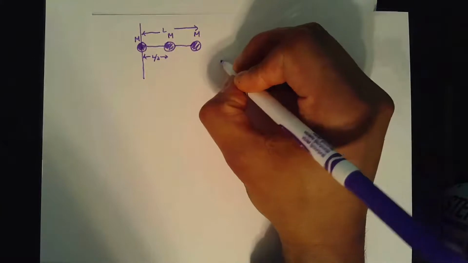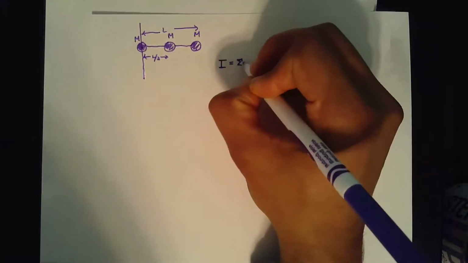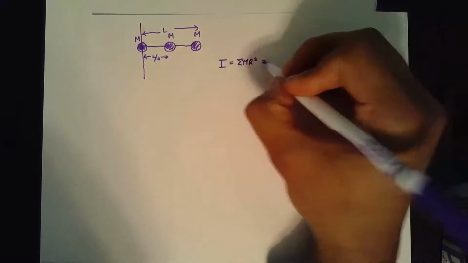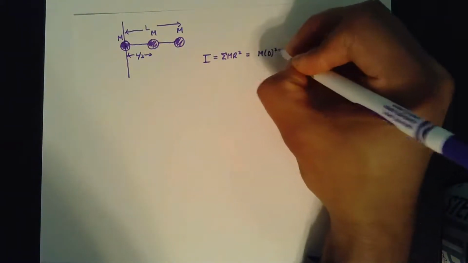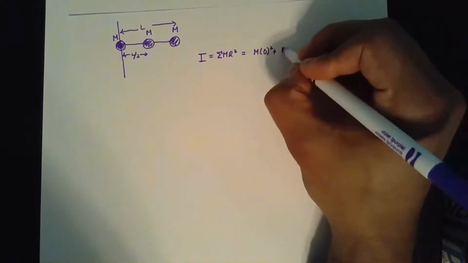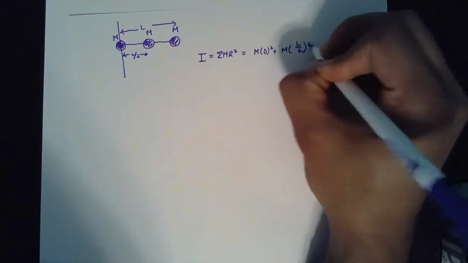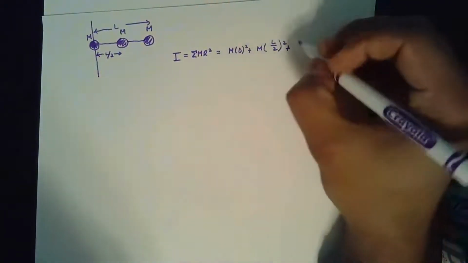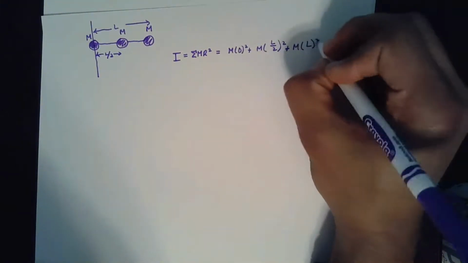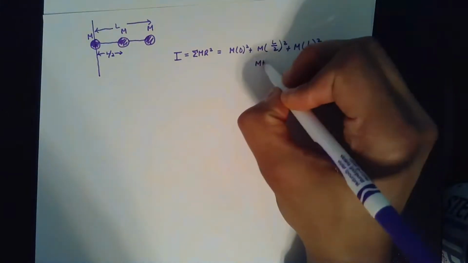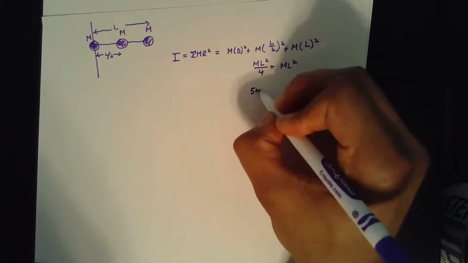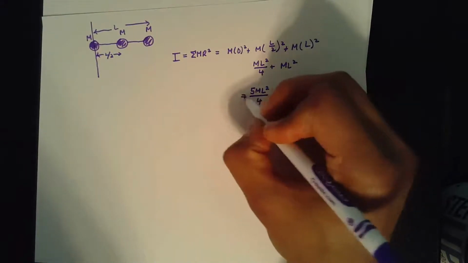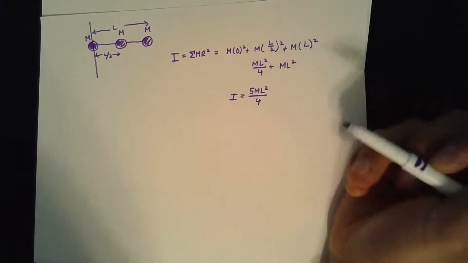So I get my moment of inertia is the sum of mr squared, which is m times 0 squared plus m times L over 2 squared plus m times L squared. And as I do that, I get something that looks like this. And I can solve for my moment of inertia then.